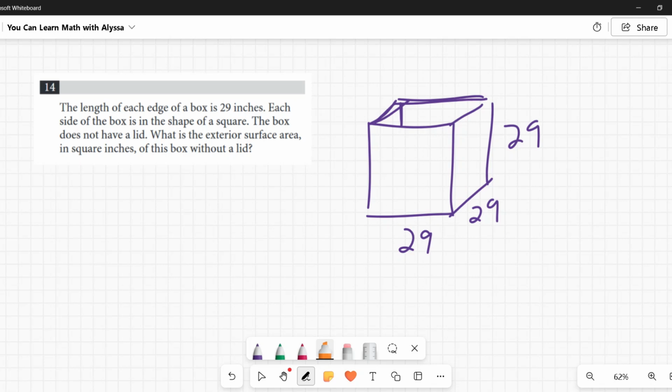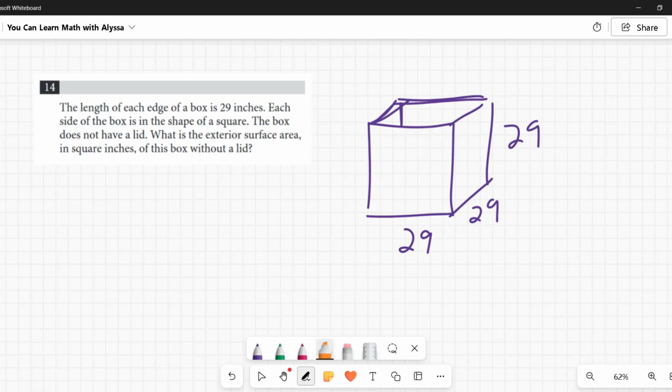Exterior. That is key, because without a lid, you could also start counting the interior, but no. They do not want that. They want just the exterior. Well, how many exterior surfaces do we have? Anytime we're doing a surface area, we need to find all the pieces that make up the outside and add them together. You figure, what would this look like if it were flat? What are the pieces? And then we add them up.